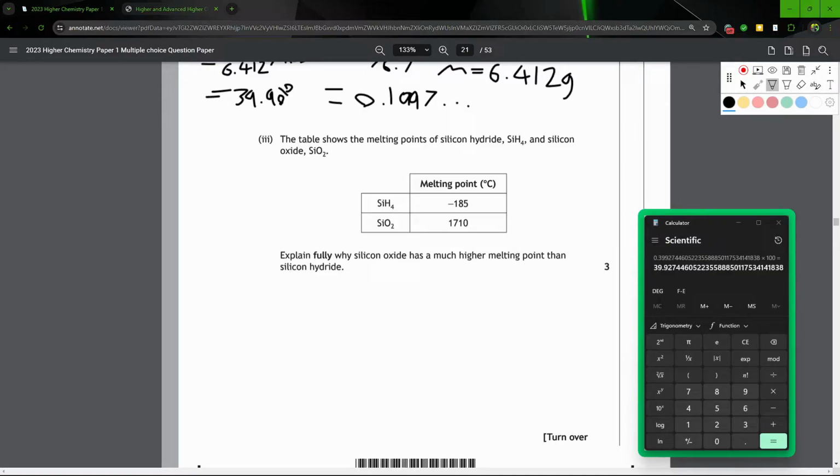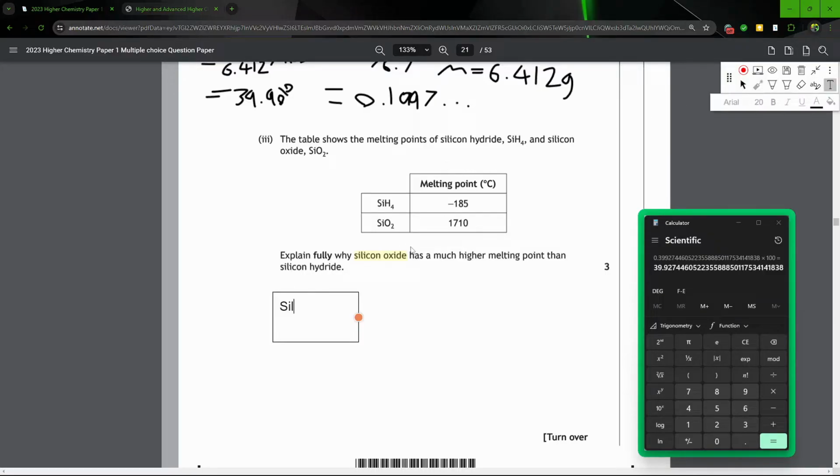Well, silicon oxide should immediately light something up in your brain because it is a covalent network molecule. And that means that all the atoms in there are held together by covalent bonds. There's no intermolecular force. The whole thing is just one big blob. And this means that it has ludicrously high melting points because you have to break the very strong covalent bonds rather than just breaking weak intermolecular forces. So yeah, that's exactly what we're going to write.